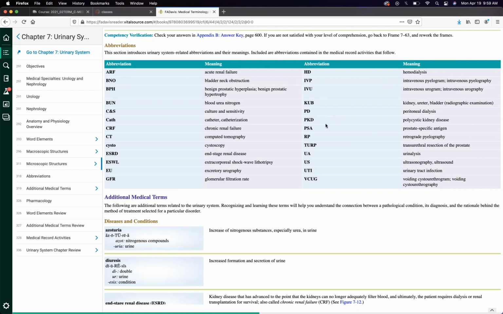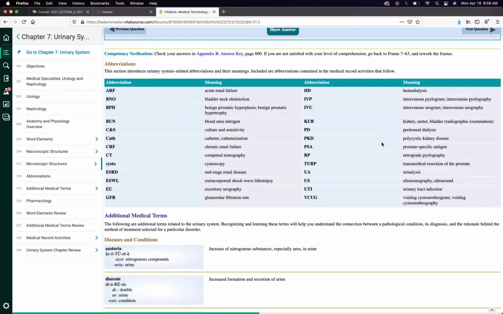Peritoneal dialysis, polycystic kidney disease, that's good. PSA is prostatic specific antigen. When you have BPH, your PSA should be elevated. Okay. Retrograde pyelography, we're looking at the kidney from the level of, we're putting a tube and going up the urinary tract backwards.